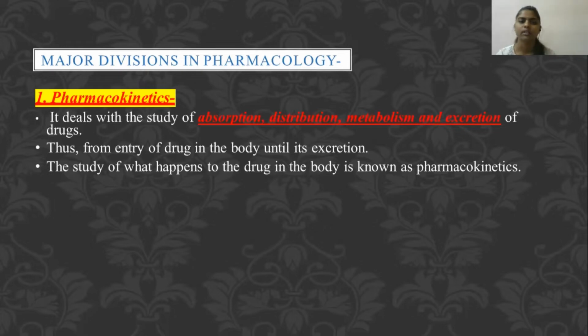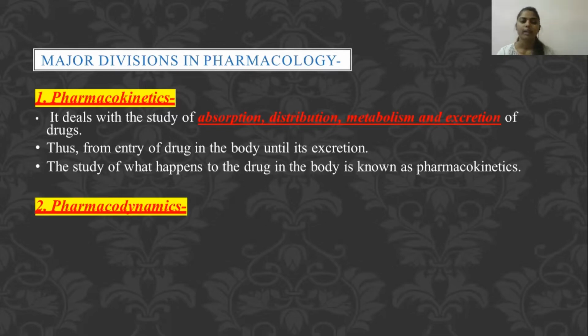Pharmacokinetics deals with the study of absorption, distribution, metabolism and excretion of drugs. It means from the entry of the drug in the body till the excretion part. Once we administer any drug, until its excretion, in between absorption, distribution and metabolism occur. The study of what happens to the drug in the body is known as pharmacokinetics. Whenever we administer any kind of drug, what effect the body has on that drug, that is meant by pharmacokinetics.